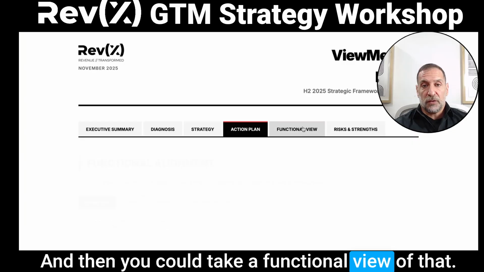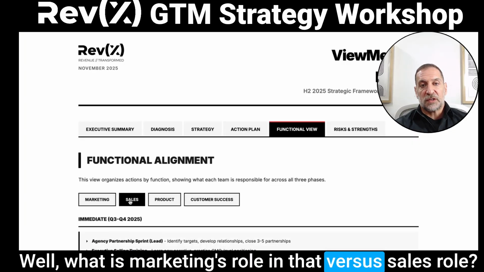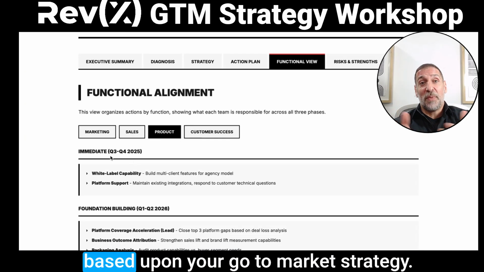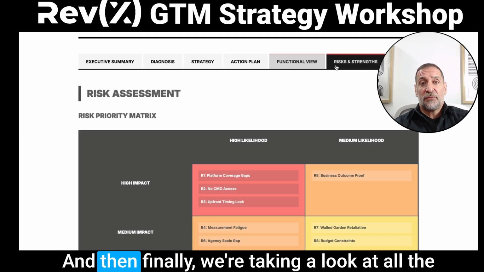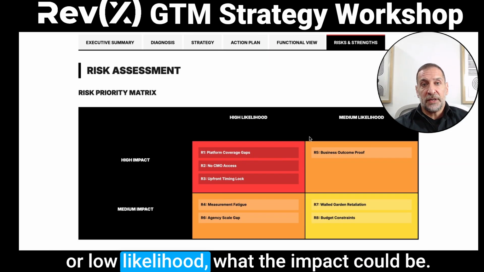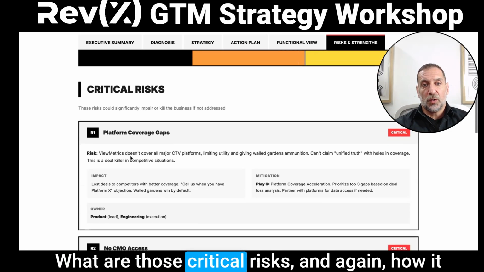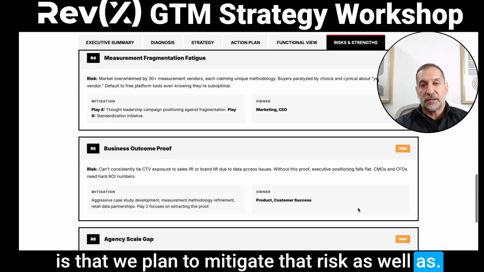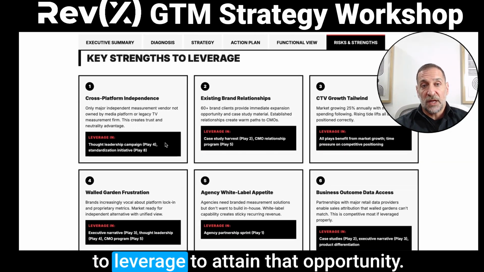And then you can take a functional view of that. Well, what is marketing's role in that versus sales' role? What about customer success or even product? There are implications on that roadmap based upon your go-to-market strategy. And then finally, we're taking a look at all the risks we identified, whether they're high or medium or low likelihood, what the impact could be, what are those critical risks, and again, how it is that we plan to mitigate that risk, as well as all of the different strengths that we want to leverage to attain that opportunity.